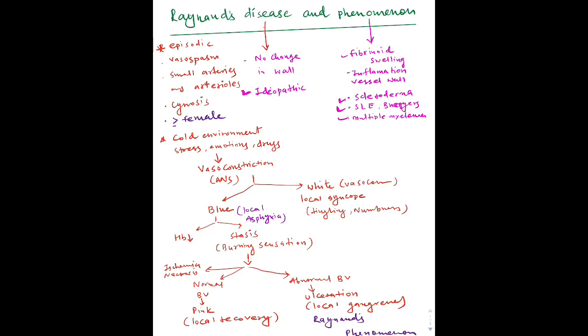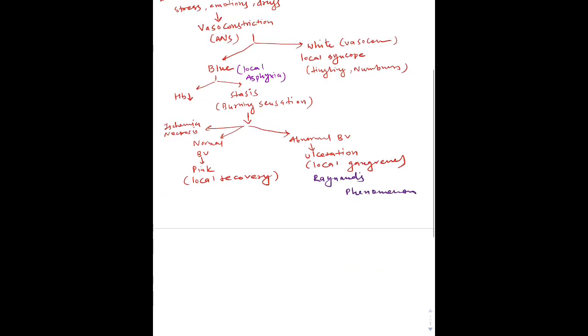I'll repeat it. First of all, it is episodic vasospasm of the small arteries. It happens in females mostly, and Raynaud disease is idiopathic, whereas Raynaud phenomenon has some underlying cause, like it is secondary to some other causes. So now we will talk about the treatment options for Raynaud disease and Raynaud's phenomena.